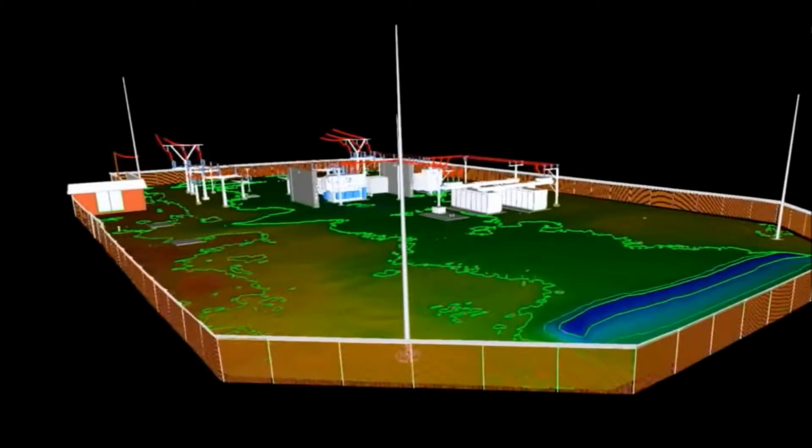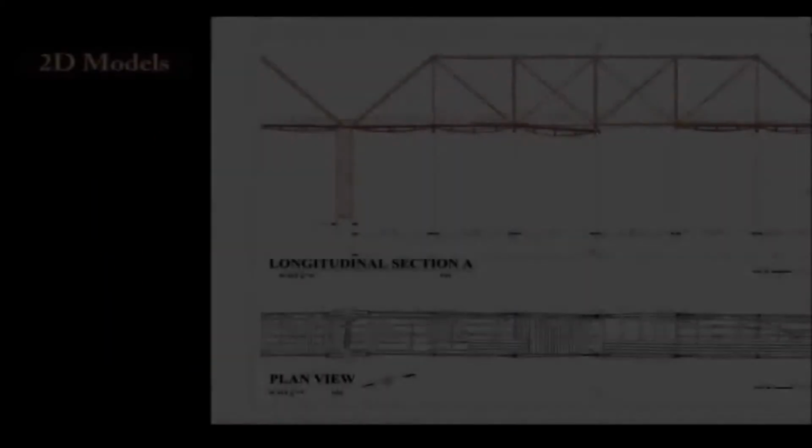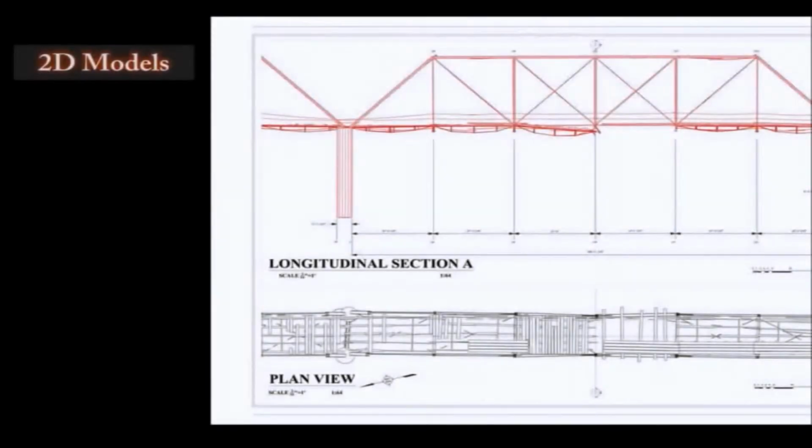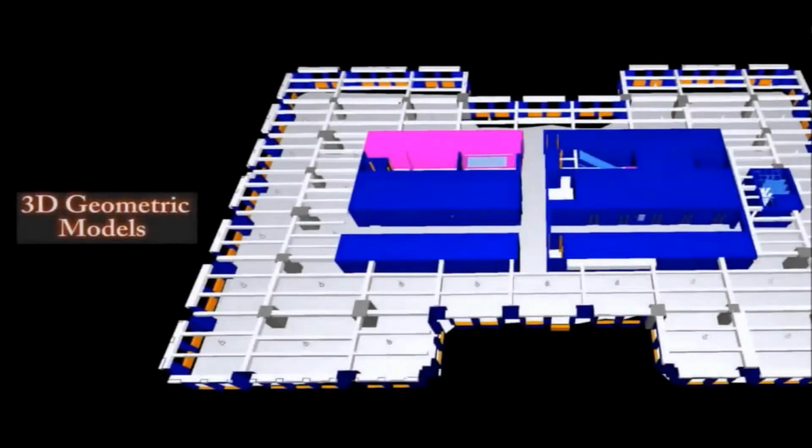Let's start with a quick review of the types of models that we covered in Episode 2. The 2D model is your traditional blueprint or engineering drawing. The 3D geometric model is a CAD model that is geometrically accurate in all three dimensions. These can be made up of various types and combinations of objects, including meshes, solids, lines, extrusions, and more.